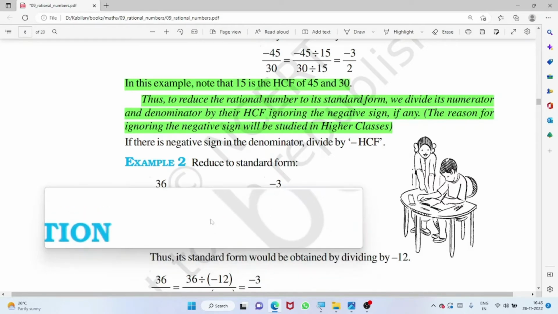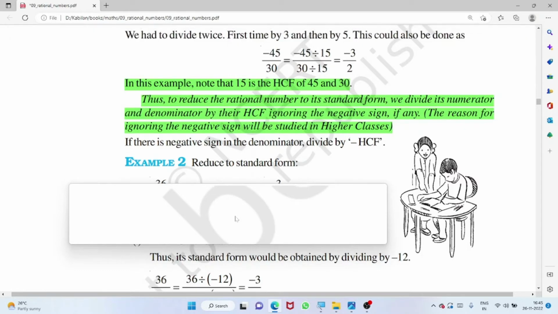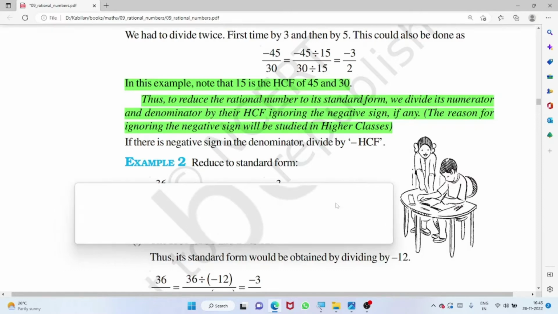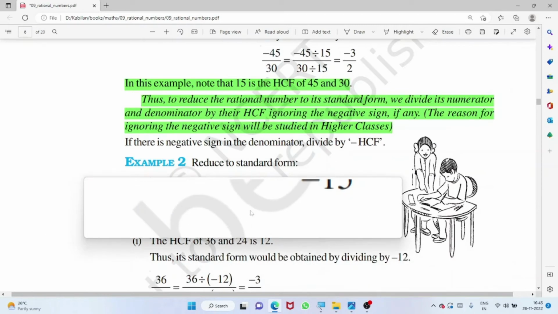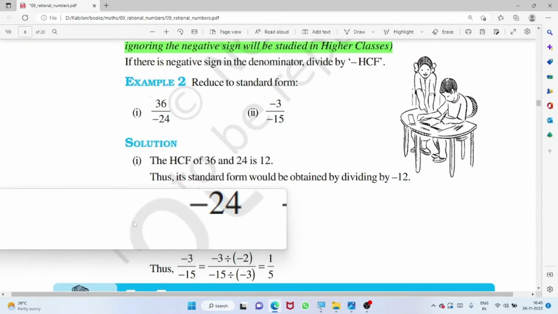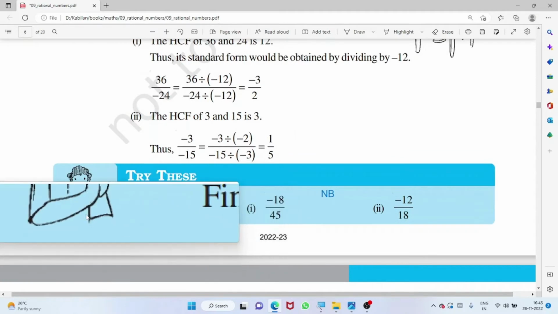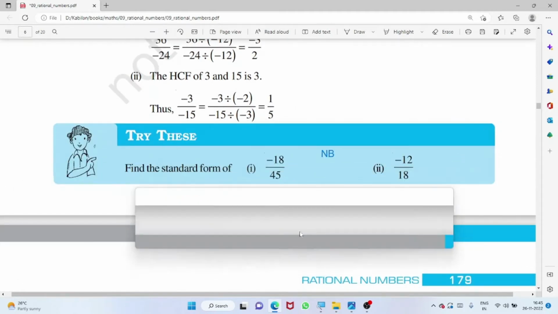Thus, to reduce a rational number to the standard form, we divide the numerator and denominator by their HCF, ignoring the negative sign, if any. The reason for ignoring the negative sign will come in higher classes. Now I will show you how to simplify this in the notebook.